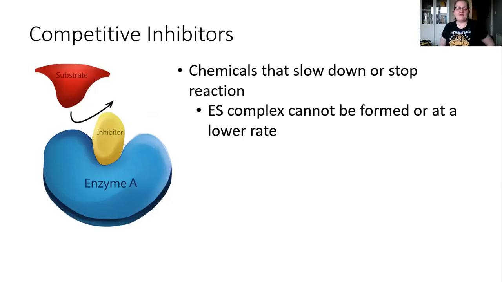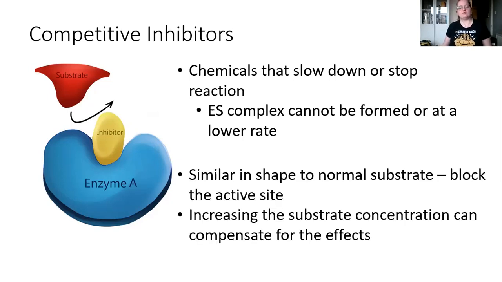What we find about them is they are similar in shape to the normal substrate. So what they do is they go in and they block the active site. They have a very similar shape to that substrate. So we're talking again about that specificity of the shape of the active site of a substrate. Increasing substrate concentration can compensate for the effects of this one.